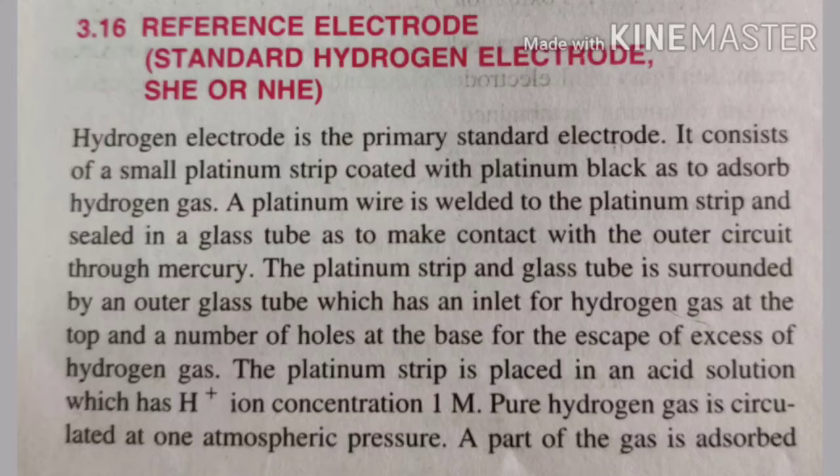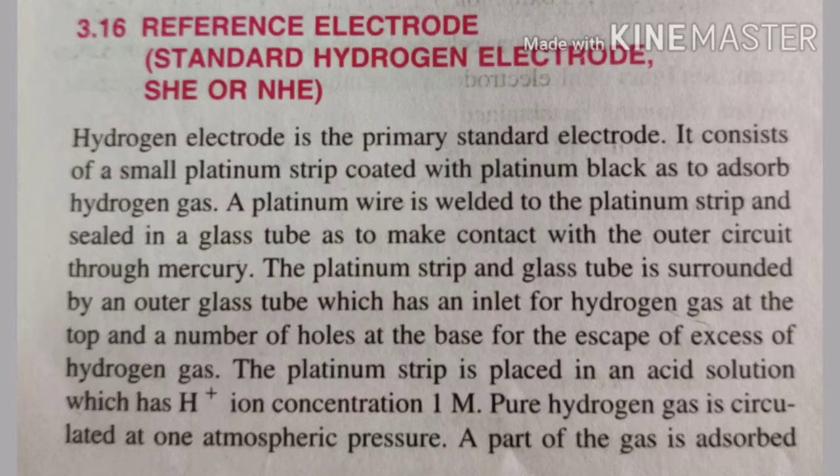It consists of a small platinum strip coated with platinum black so as to adsorb hydrogen gas. A platinum wire is welded to the platinum strip and sealed in a glass tube to make contact with the outer circuit through mercury. The platinum strip and glass tube are surrounded by an outer glass tube which has an inlet for hydrogen gas at the top and a number of holes at the base for the escape of excess hydrogen gas.